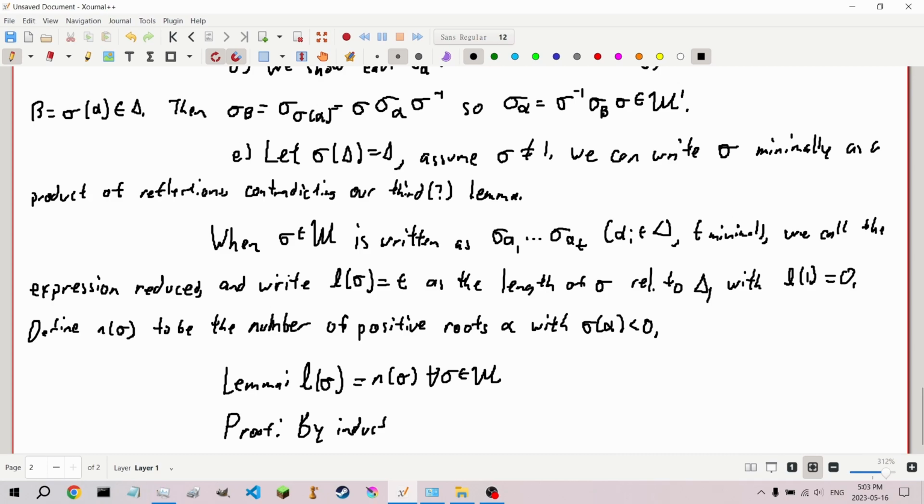By induction on our length, we see that the base case is where the length is 0, the identity case, and obviously that's not going to turn any positive roots negative, so n is going to also be 0, so it matches up there. Let the lemma hold for length less than our sigma.